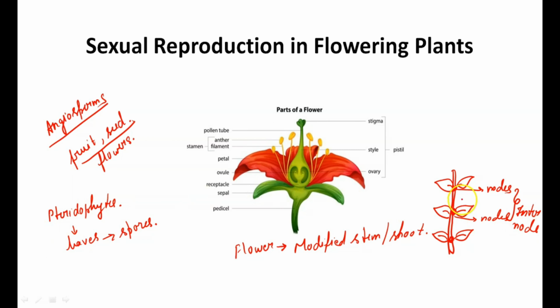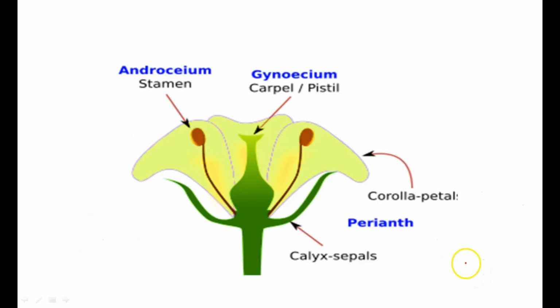Now with evolution, internodes reduce and leaves modified to become flower and form the angiosperms, as you can see today, which have androecium. Okay, so the spelling is wrong. So let's see it in another slide. So we have androecium and gynoecium present in the flower, which are the reproductive parts of the flower, right?